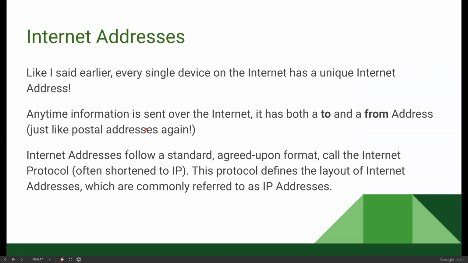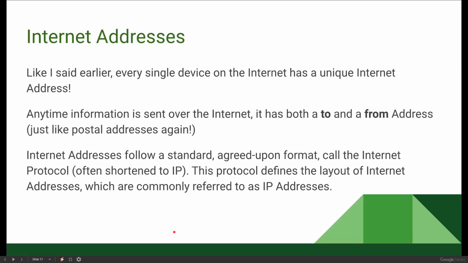The same is very similar on the internet, because every single device on the internet needs to have a unique internet address, so that every device can be uniquely identified and messages can be sent to or from that device. Anytime we send information using the internet, we have both a to and a from address. Just like when we are addressing a letter, we need to send it to whoever we want to send it to. And we also need to mark who it's from, so that the Postal Service can return it if they're not able to deliver it properly.